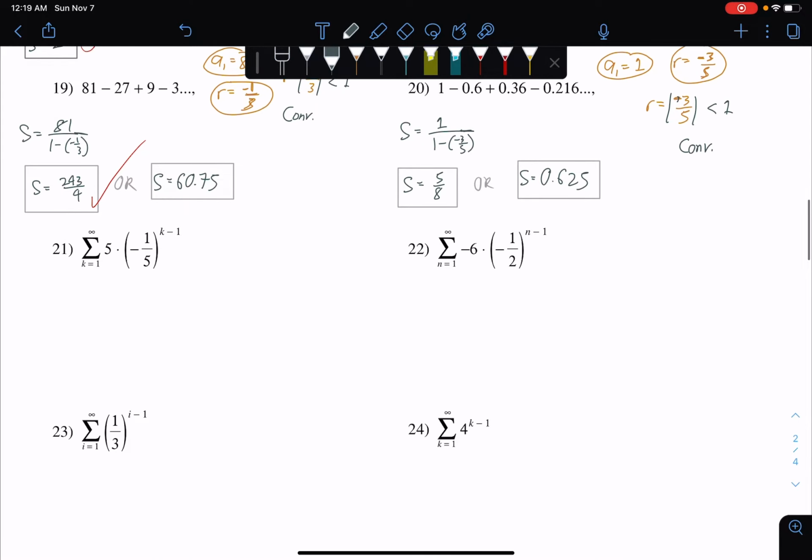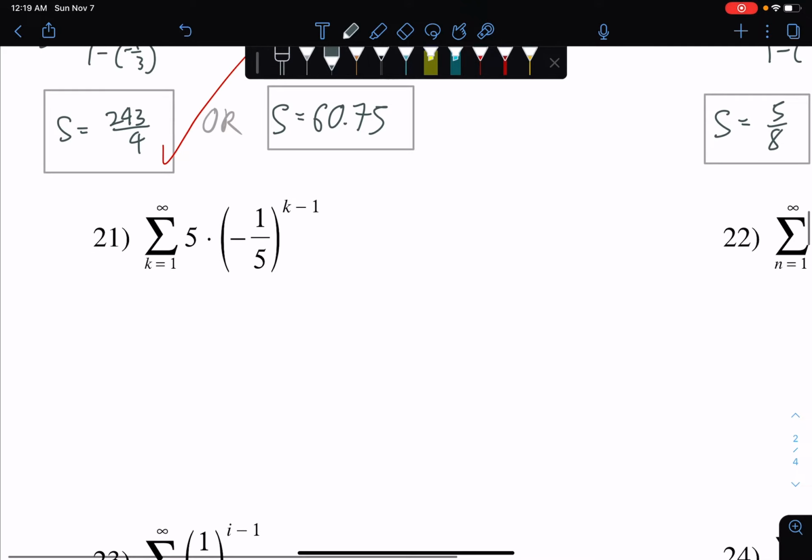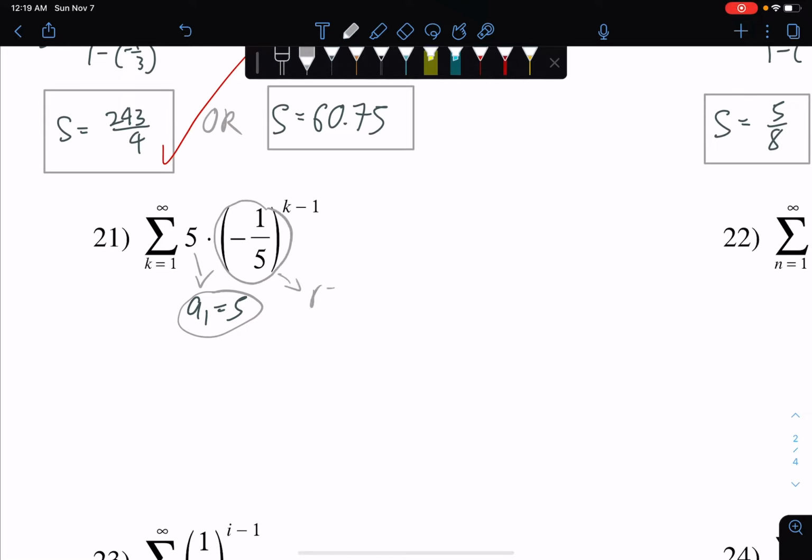Right, let's move to number 21. Let's find A sub 1. Let's just cut it short. We already know what it is, obviously. So A sub 1 is equivalent to 5. And we also know what R is. It's this one. R is equivalent to negative 1 over 5.